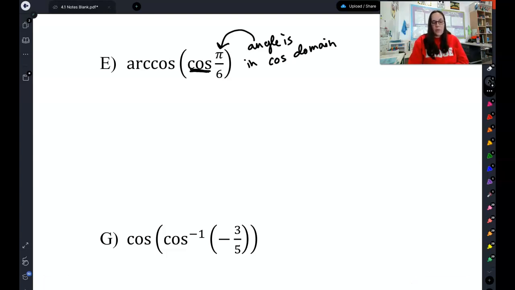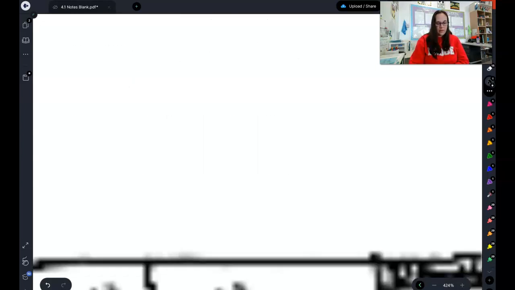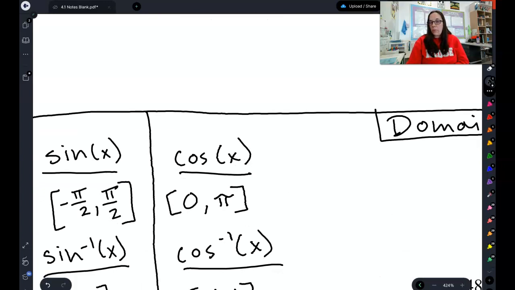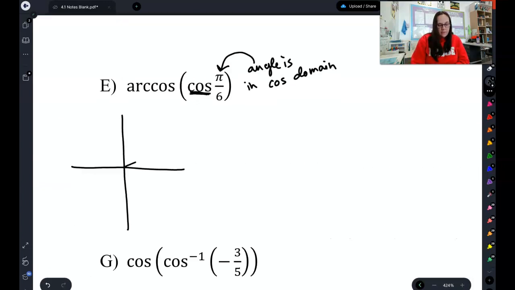So, is pi 6 in cosine's domain? Well, we just wrote down that the cosine domain goes from 0 to pi, quadrant 1 and quadrant 2. So let's graph. There's pi 6. That is in the quadrant 1 and quadrant 2 domain for cosine. So we say check, it is in the domain. If it's in the domain, these cancel, and our answer is just pi 6.